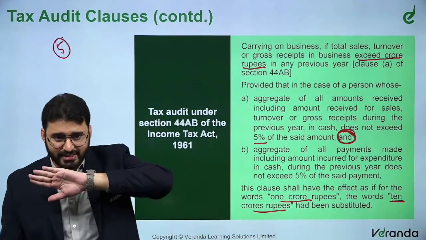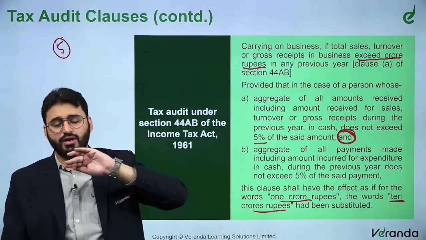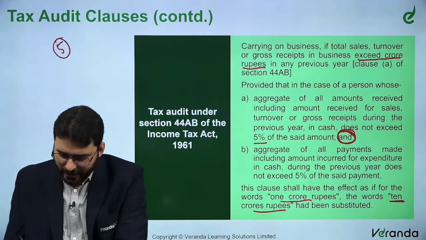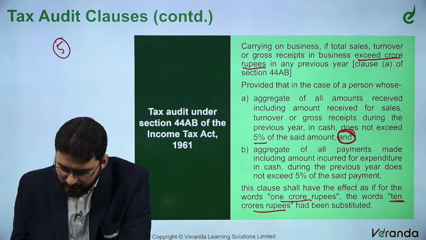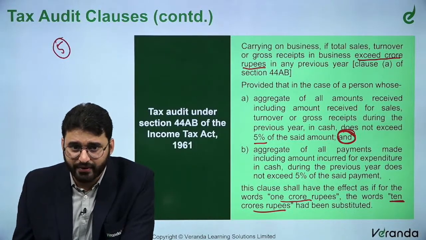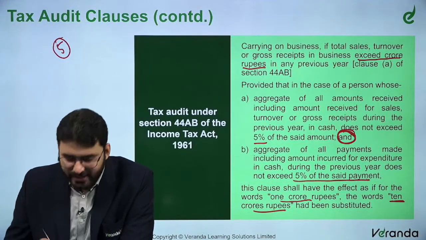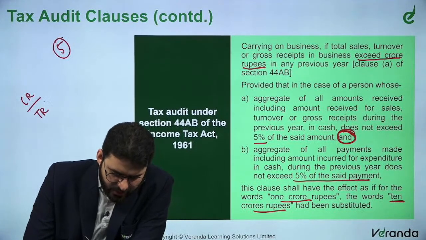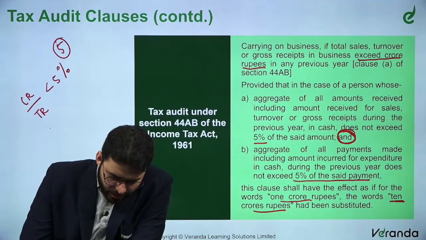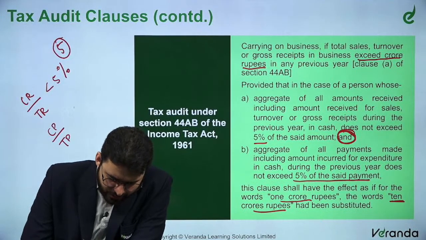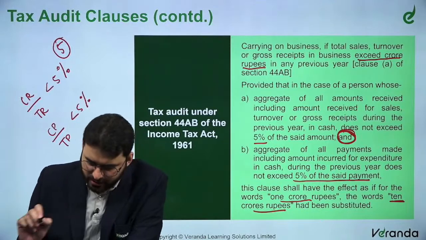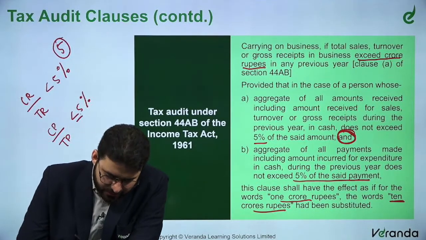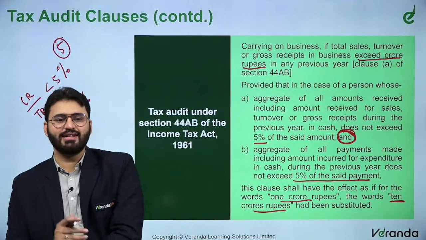So, you have to consider receipts separately, you have to consider payments separately. The aggregate of all payments made, including amount incurred for expenditure in cash during the previous year, does not exceed 5% of the said payment. So, your cash receipts divided by total receipts should be less than 5%. Your cash payments divided by total payments should be less than 5%. Up to 5% is okay, does not exceed. So, up to 5%. If that is the case, then it is fine.